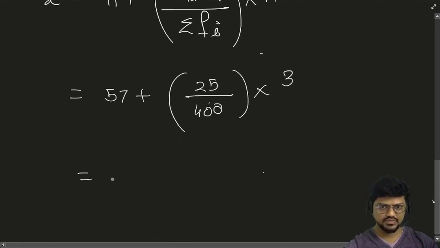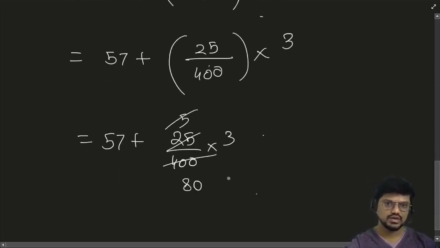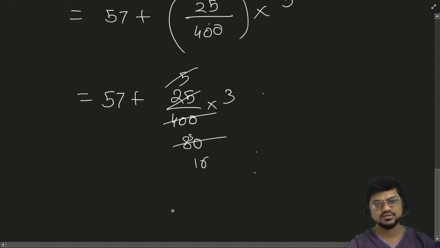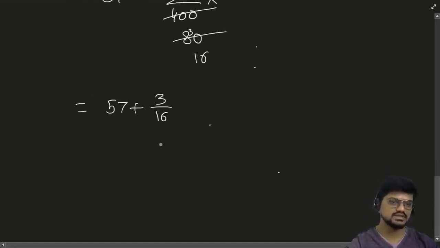Fine. So this will be 57 plus 75. No, wait, we'll divide it. 25 by 400 into 3. So 1 upon 16, and then into 3. So it will be 57 plus 3 by 16. Okay, we'll have to calculate this. 3 by 16 is how much?